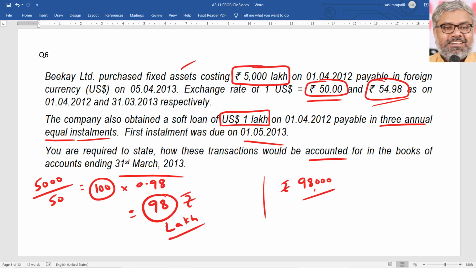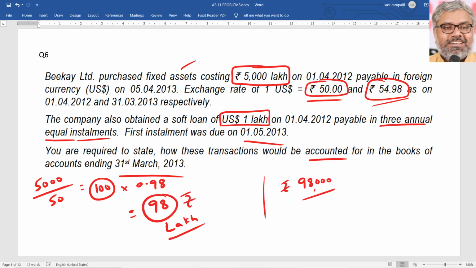Here 98,000 rupees is there, which is a loss naturally from the same monetary item of a soft loan, small loan, whatever. But the point once again here is how to treat it. Loan has to be increased by 98,000, no doubt. Credit is no doubt. Debit is the question.